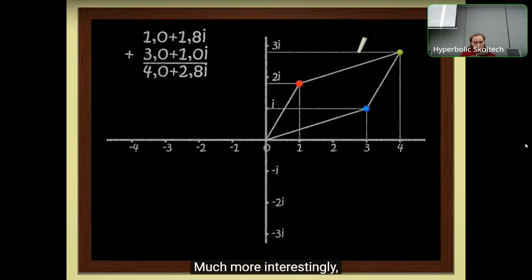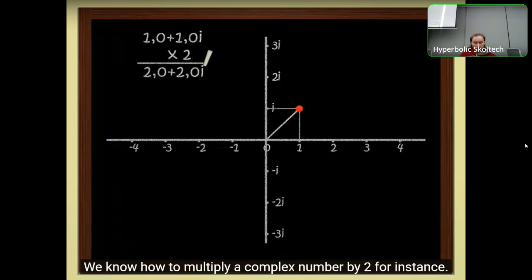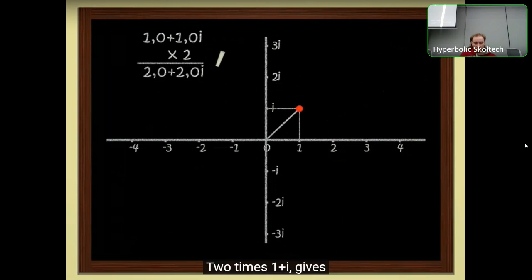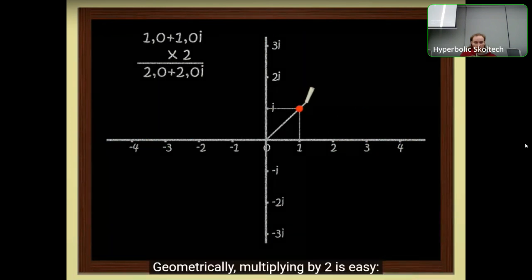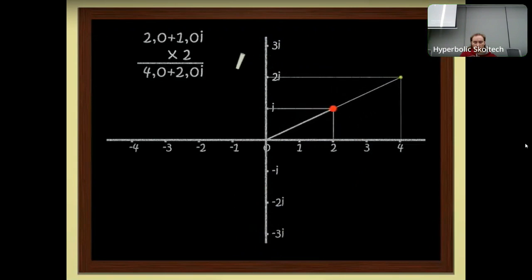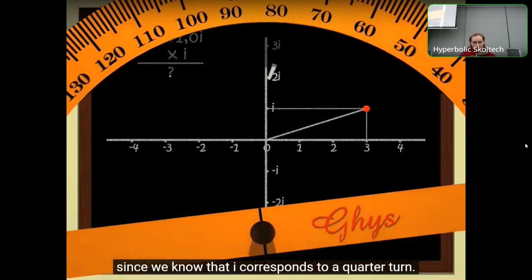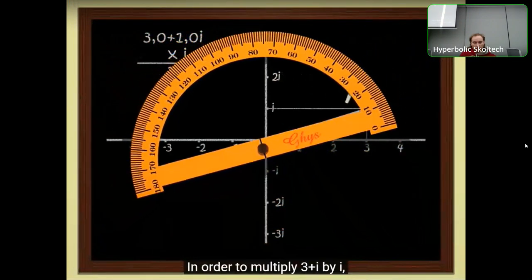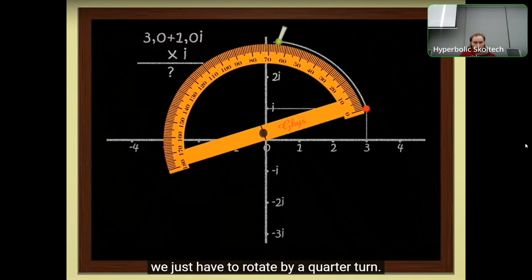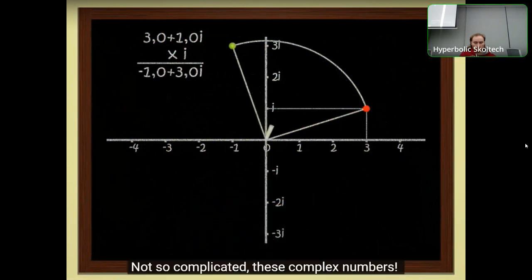Much more interestingly, these complex numbers can also be multiplied, just like real numbers. Let's see. We know how to multiply a complex number by 2, for instance. 2 times 1 plus i gives 2 plus 2i. Geometrically, multiplying by 2 is easy. It's just scaling up by a factor. If we double the red point, we get the green point. Multiplying by i is not difficult either, since we know that i corresponds to a quarter turn. In order to multiply 3 plus i by i, we just have to rotate by a quarter turn. We get -1 plus 3i. Not so complicated, these complex numbers.